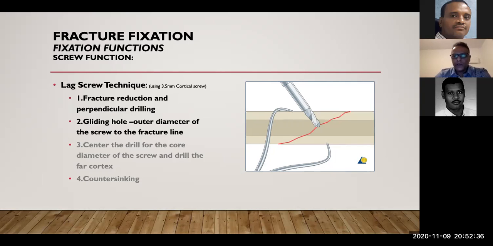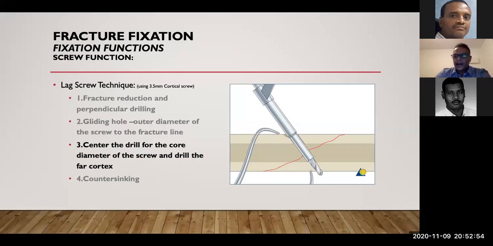If you are using a 3.5 cortical screw, then you drill your gliding hole perpendicular to the fracture, and this is only the outer diameter of the screw, to the fracture line. So you don't cross the fracture line. Then through this hole, you centralize the drill by one of the sleeves, a smaller sleeve for the 2.5 drill, and then you drill the far cortex.